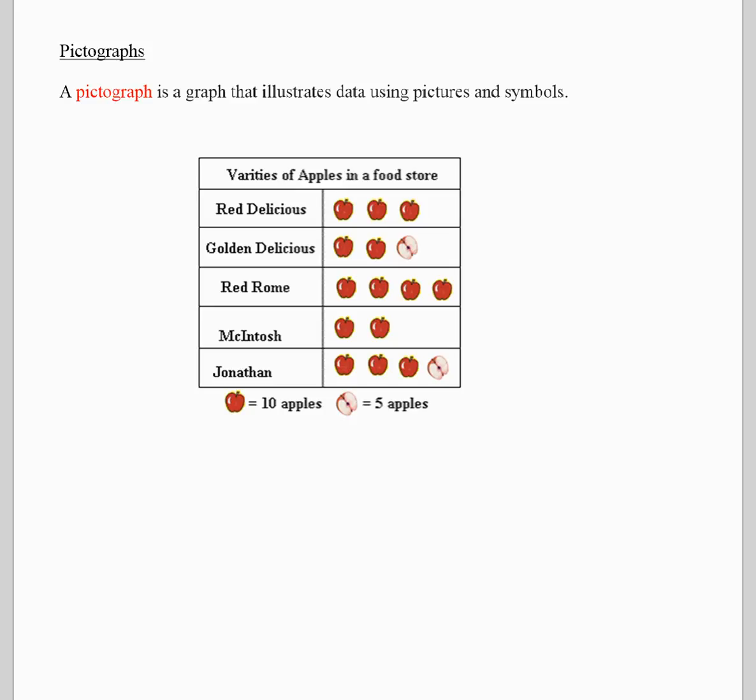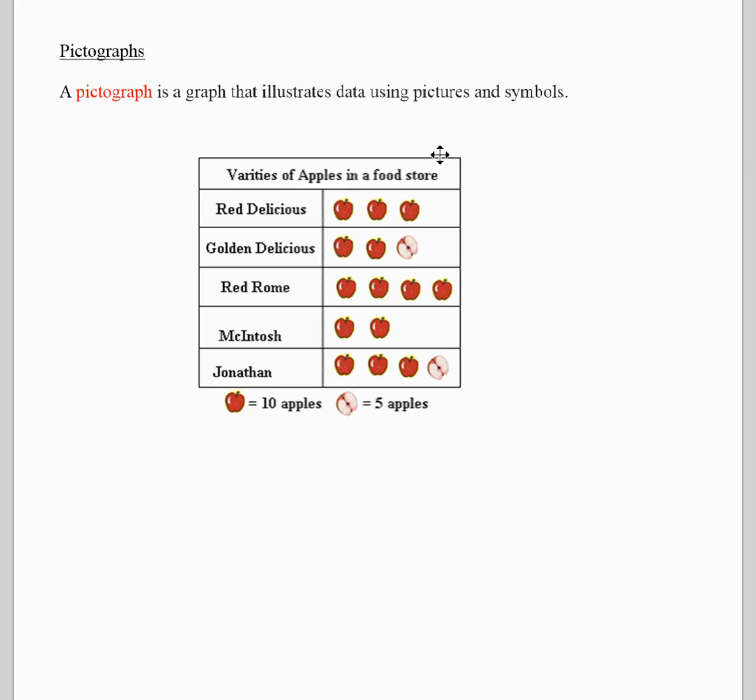So if we look at this example, a few things you're going to notice. That there's a scale or a legend at the bottom. So sometimes a picture will represent one person or one thing, or sometimes it will represent multiple people or multiple things. So for example here, a full apple represents 10 and a half apple represents 5.